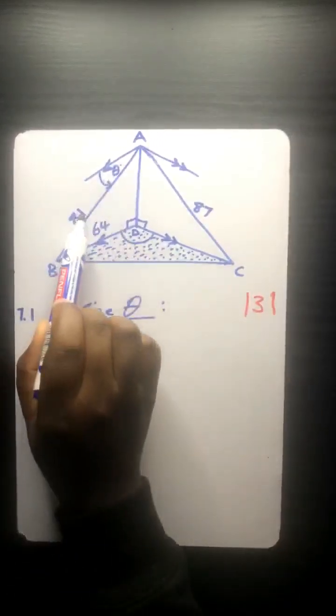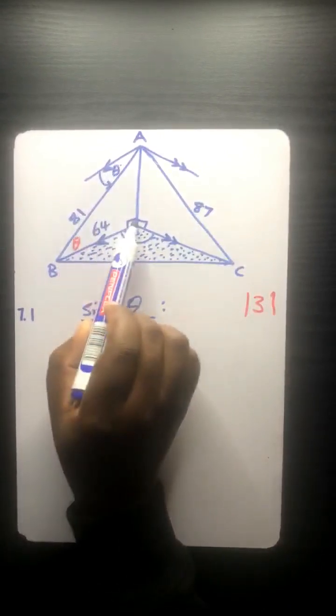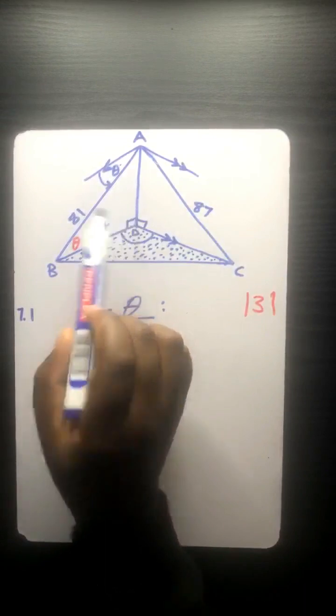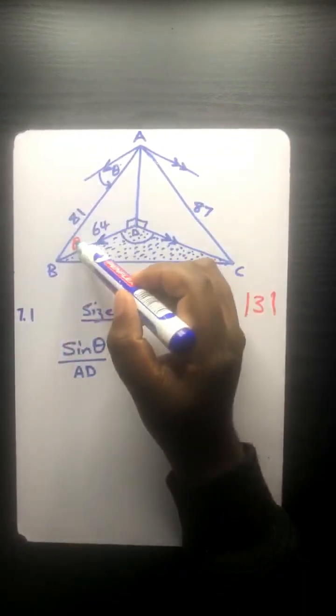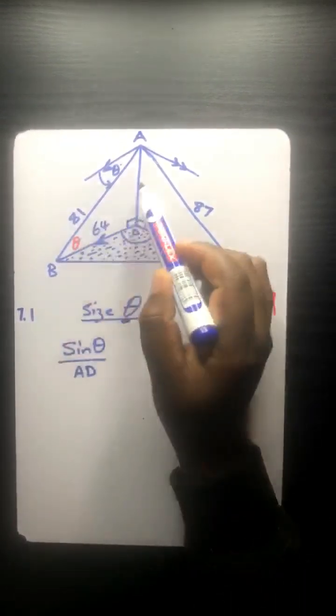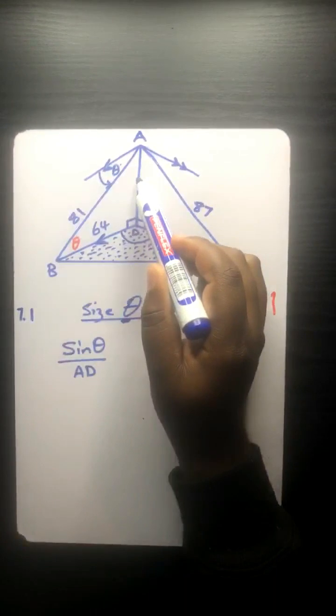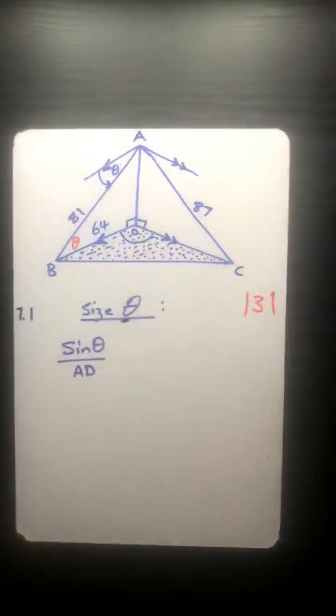This is 81 over that. And then this is the angle which we're looking for, which is opposite to that. Okay, that means it can be applicable, but it's going to be a long drive.